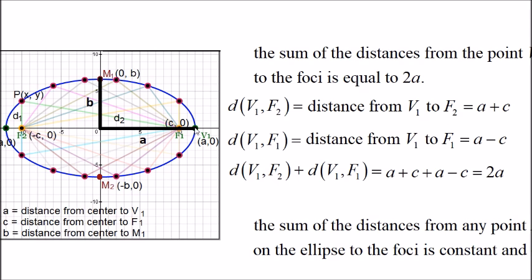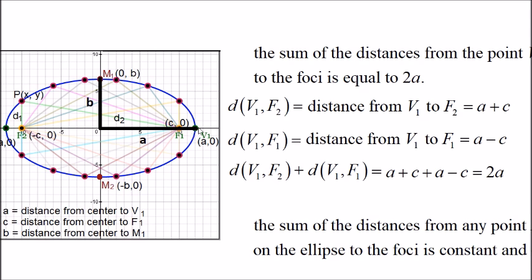The distance from V1 to F1. From here to here is A, from here to here is C. And so the distance from here to here will be A minus C. And therefore, the distance from this point to F1 plus from this point V1 to F2 will be 2A.